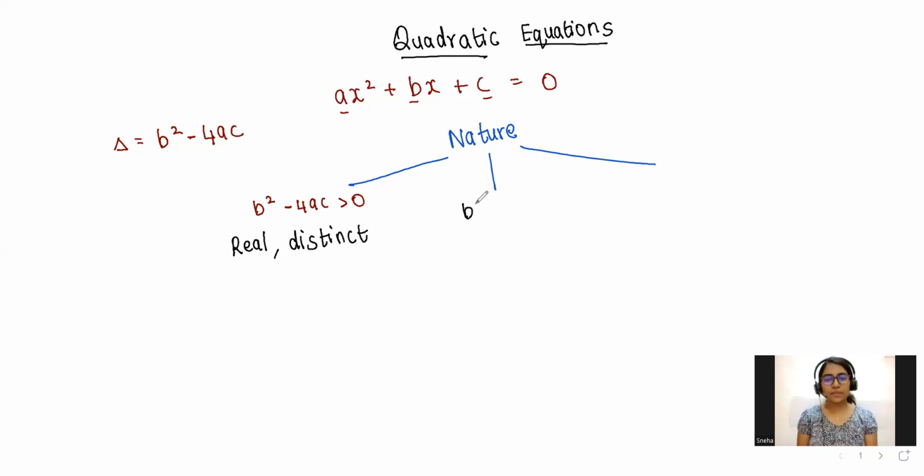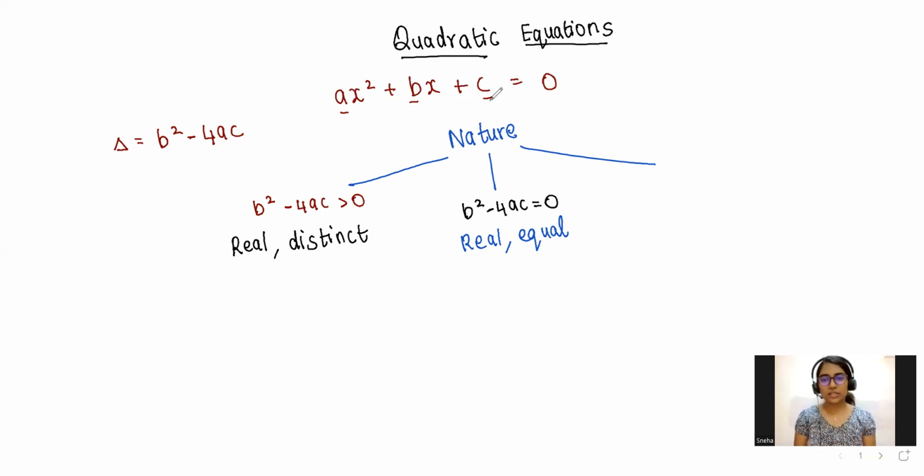Now what happens when the value b square minus 4ac is equal to 0? What can I tell about the nature of the roots? The roots would still be real, but they would be equal. For example, the two roots would be 2 and 2, or minus 3 and minus 3. They both will be equal.